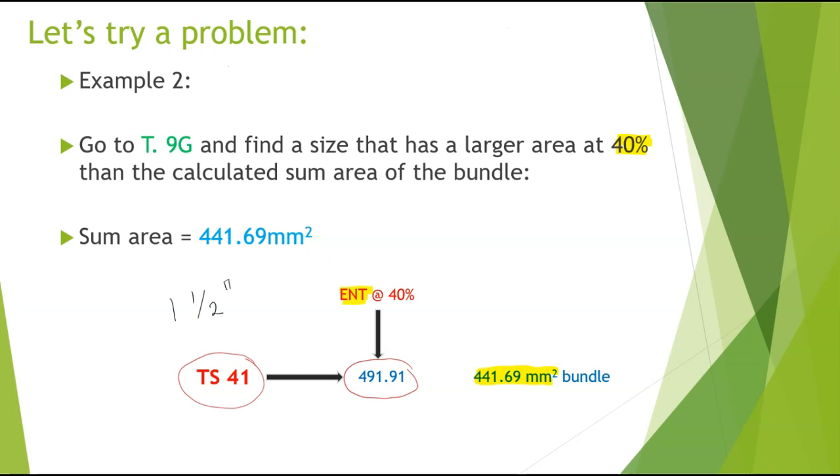And so, simple process. Once we've got our bundle cross-sectional area, we just go to the appropriate column in table 9G, go down that column for the raceway type we're using, and select a raceway based on a cross-sectional area that is equal to or greater than our bundle cross-sectional area. And then we can be 100% confident that our bundle will fit in that raceway.